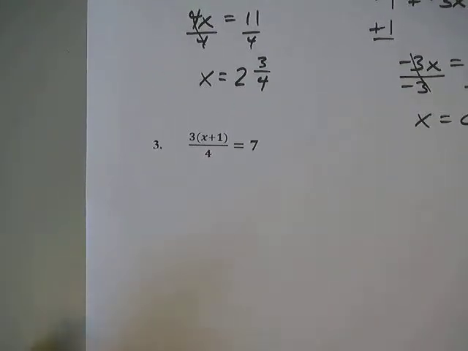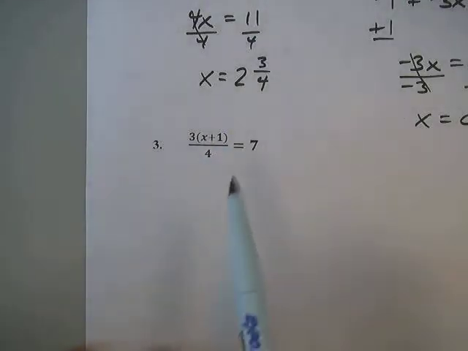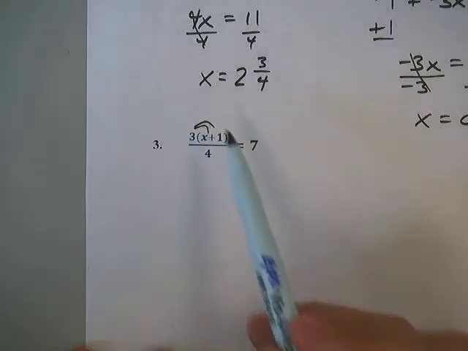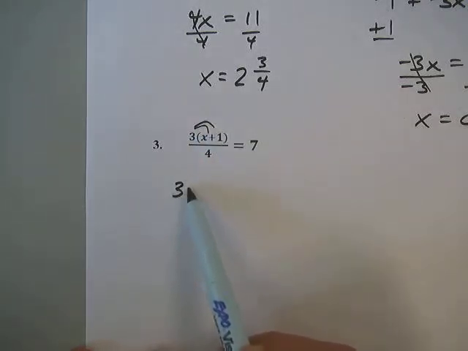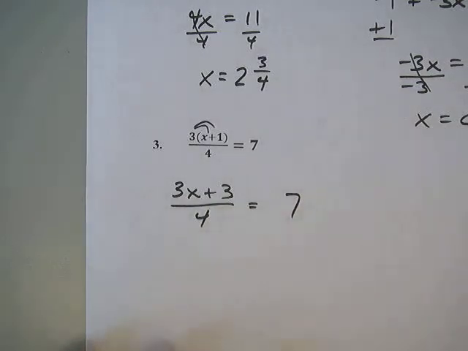Okay, so let's finish up with this last one here. Now, this last one, you actually have a couple things that you could do. What I'm going to do is follow that rule that I said was simplifying, and I notice up on top of this big fraction here I can distribute again, so I'm going to. So I'm going to get 3x plus 3 over 4 equals 7.